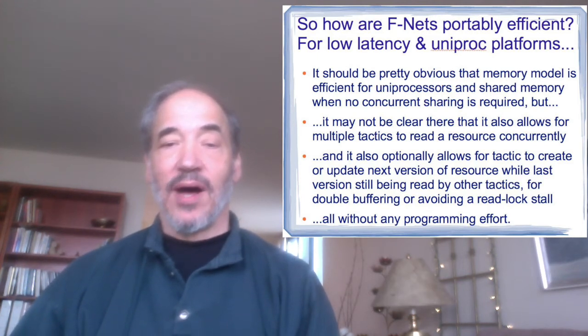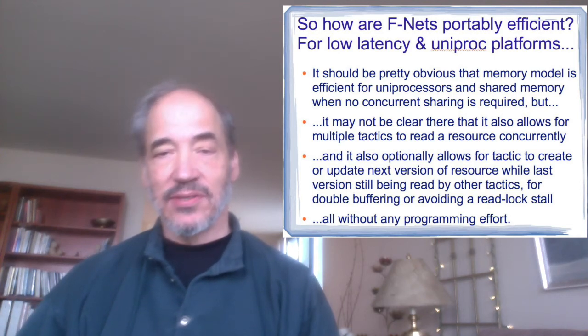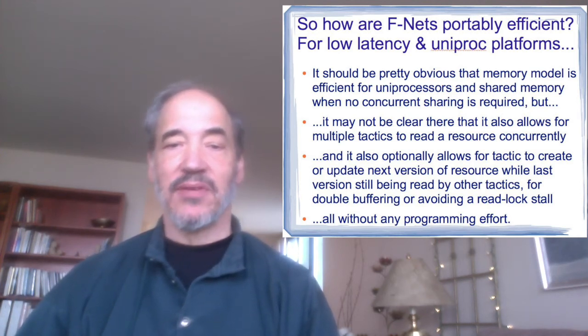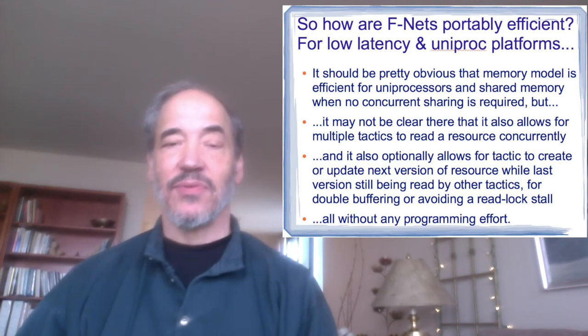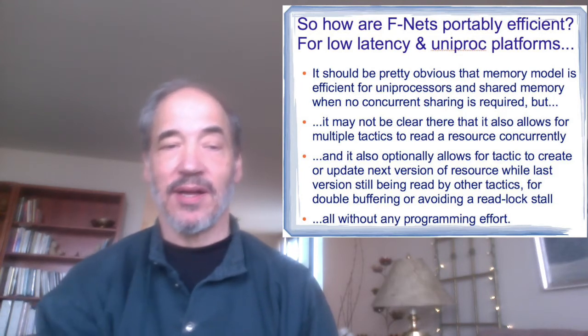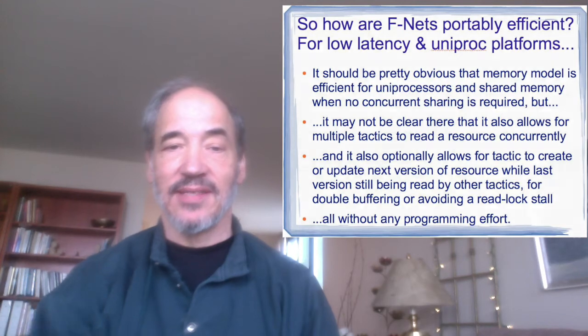And this also optionally allows for a tactic to create or update a next version of the resource while the last version is still being read by other tactics. And again, that's like double buffering or avoiding a read lock stall. And we'll describe also how that works. And all that happens without any programming effort. And that's all with that super simple model that we just described of FNets.